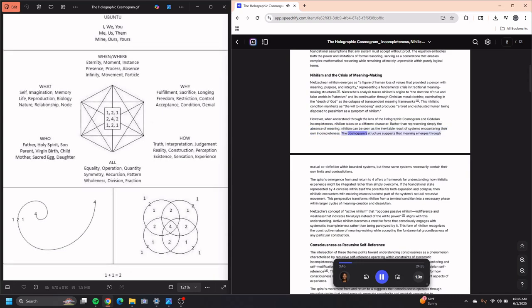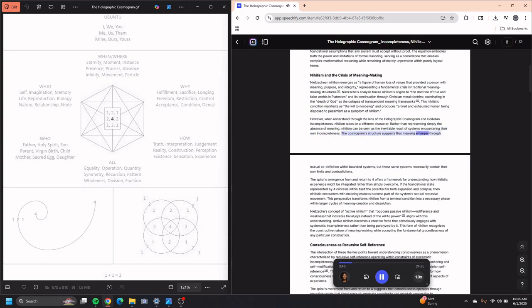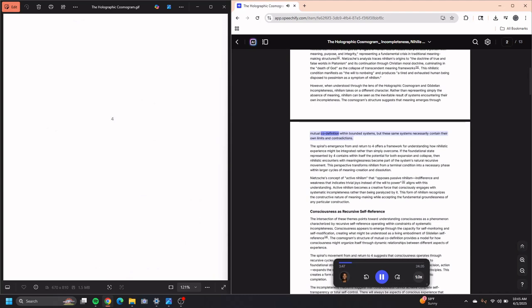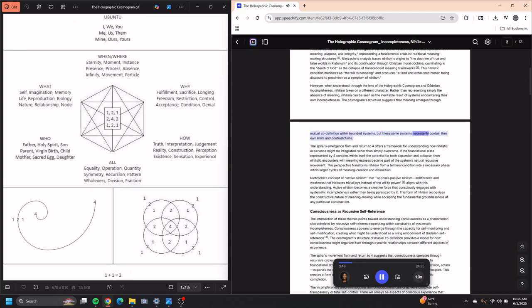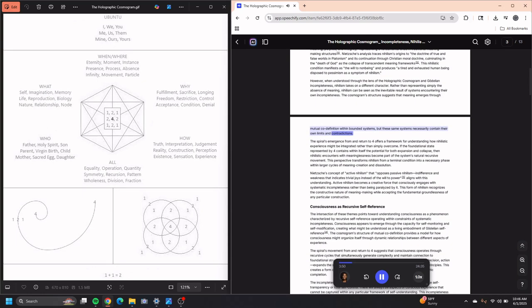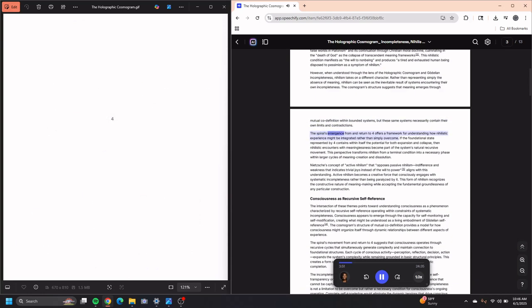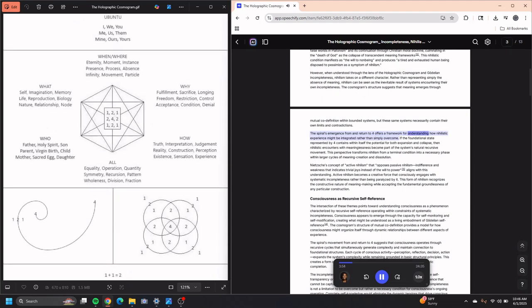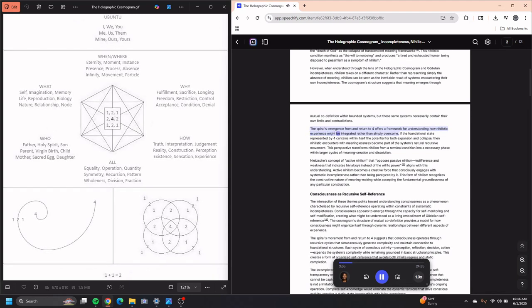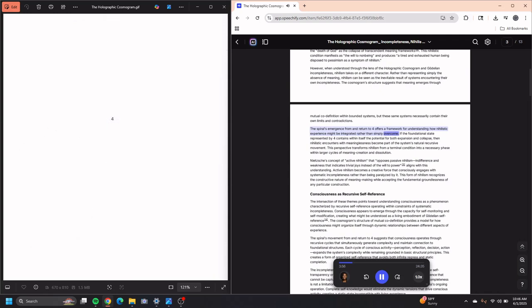The cosmogram structure suggests that meaning emerges through mutual co-definition within bounded systems, but these same systems necessarily contain their own limits and contradictions. The spiral's emergence from and return to for offers a framework for understanding how nihilistic experience might be integrated rather than simply overcome.